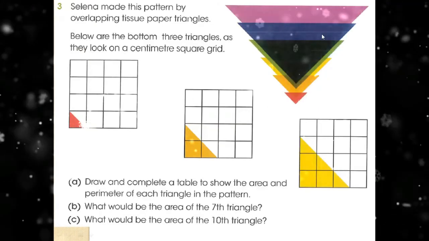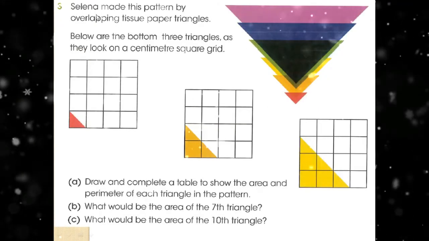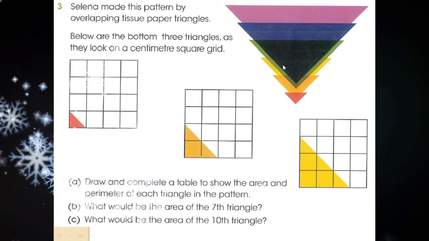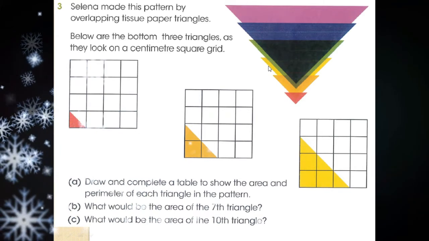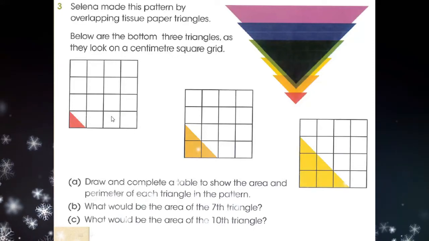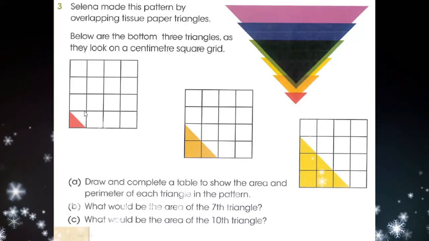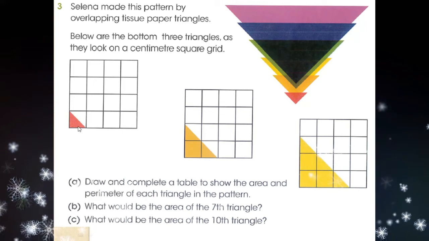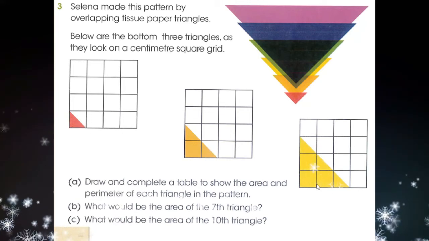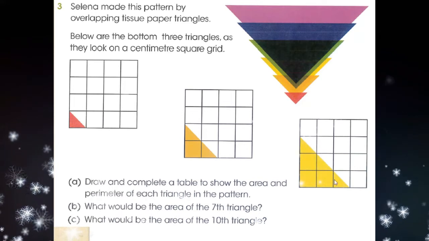Question number 3. Here Selena made this pattern by overlapping tissue paper triangles. So she just put a tissue paper, like you call it mandil. So she's putting like that. The first three she shows us in this graph, like what is the area. One box is 1 centimeter square. So it's a half, so we will call it half. And then here is 1 and 2. And then here is 1, 2, 3, 4.5.